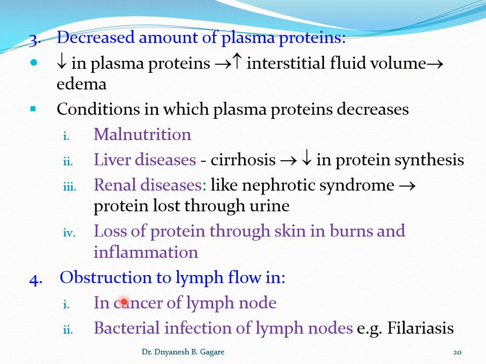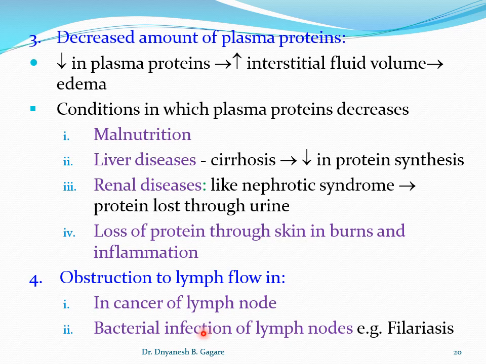Then the fourth cause is obstruction to the lymph flow. I told you that the lymphatic system works in association with the circulatory system, and its function is to drain the extra fluid. Students, remember: it drains the extra fluid from the interstitium. The second function is to remove large particles, large molecules, such as large protein molecules, bacteria, or antigens. The lymphatic system normally removes them.